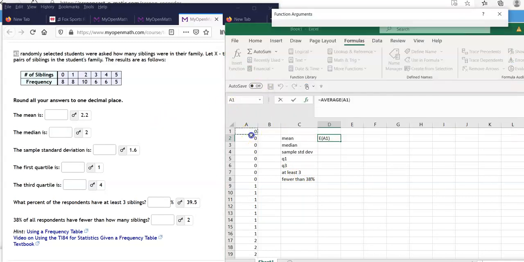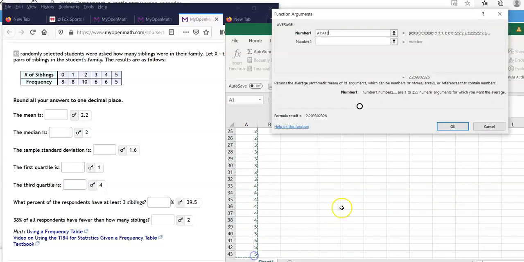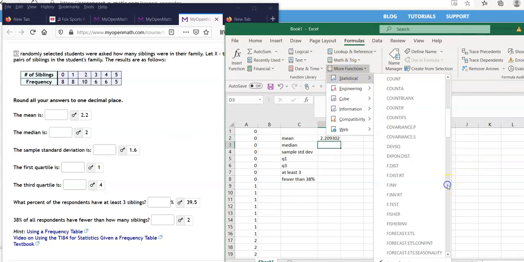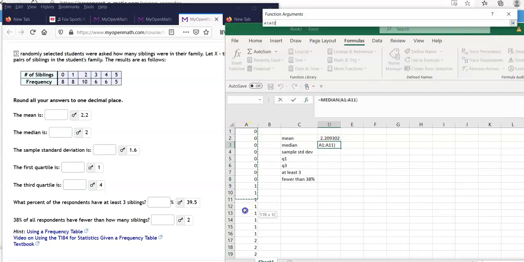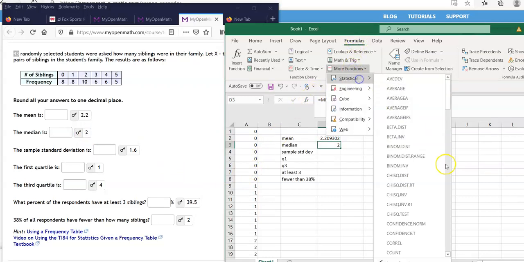And then you just highlight all the data, okay? 1 through all the way through 43, hit okay. Average, 2.2, okay, 2.2. The median, you do the same thing. You go formulas, more function, statistical. You go to median. And again, you highlight all the data, and when you highlight all the data, you get 2, okay? 2.